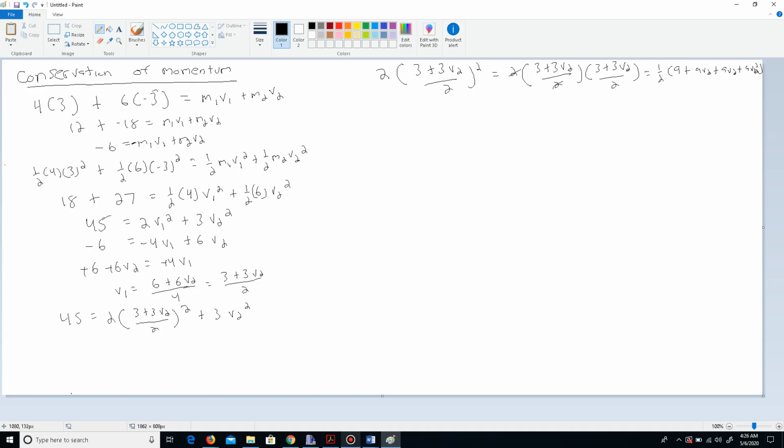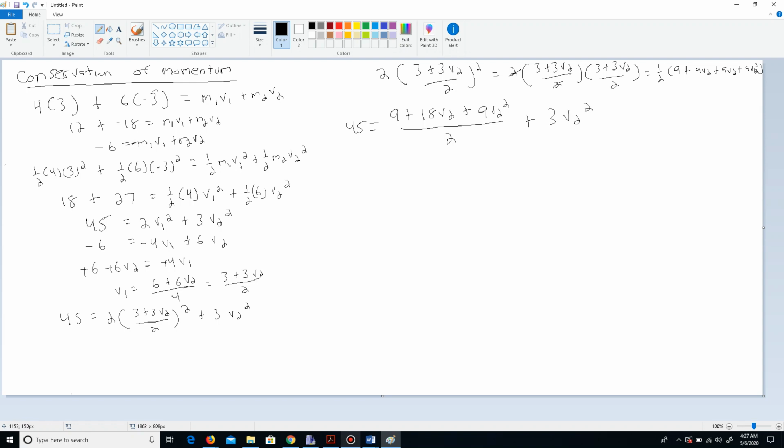I'll rewrite that here in a minute. Okay, so let me put all this together: 9 plus 18v2 plus 9v2 squared, over 2. And that's going to be that part of it. That's going to equal 45, and you have this 3v2 squared.